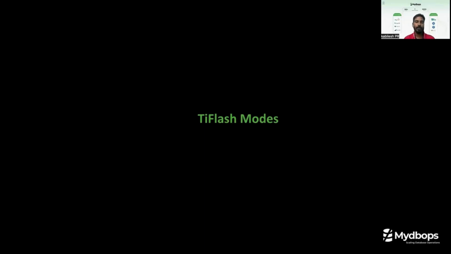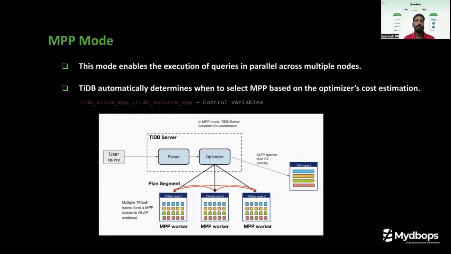What are the TiFlash modes? I think we have almost reached the end. So there are two modes of operation with TiFlash. That is, we discussed MPP, and there is one more called fast scan. Okay, so what is MPP? MPP is massively parallel processing. That means when you have multiple TiFlash nodes, the workload which you give to TiFlash is spread among the TiFlash nodes, and they each execute a chunk of data as per the plan and send back the result.